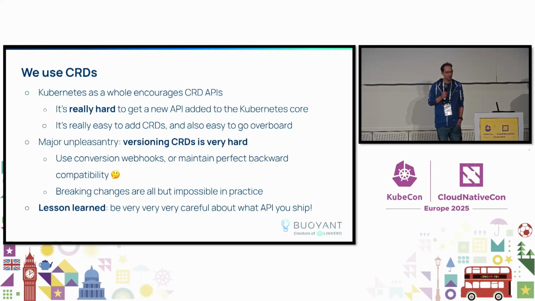Versioning CRDs is really hard. We have the little version field in our CRDs, but it doesn't really do exactly what we've always thought it did. We have things where we can create webhooks or have perfect backwards compatibility. Who has always maintained perfect backwards compatibility? Yeah, that's what I thought. So lesson learned is we've got to be very, very careful what we ship as an API. It should be all what a human needs to actually use.